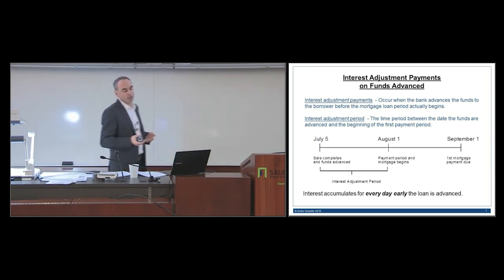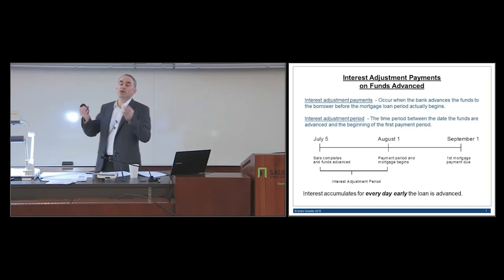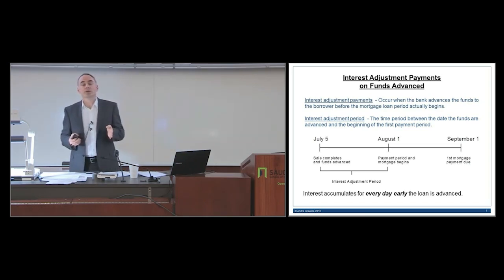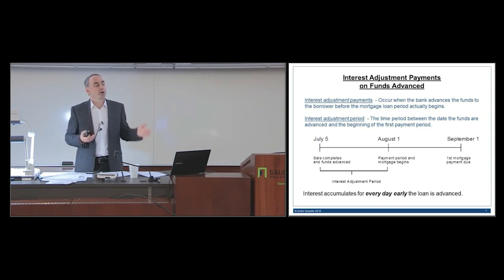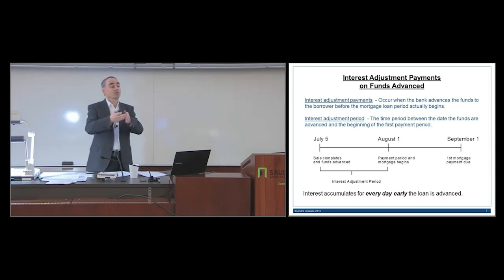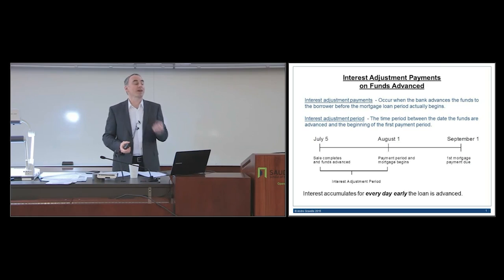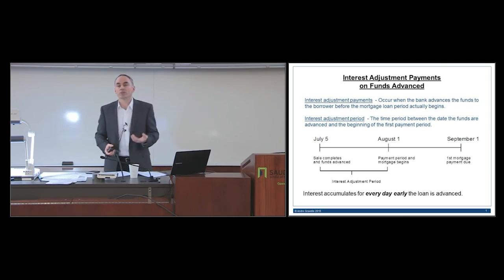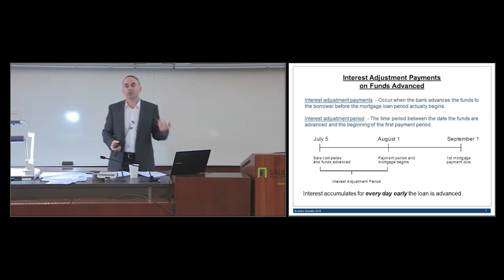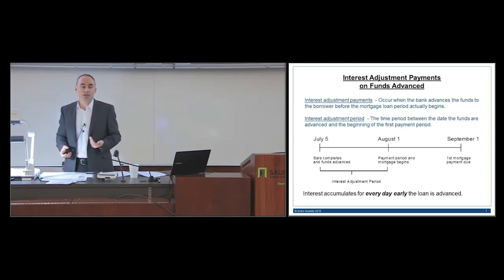There's a couple of ways to calculate this. The most typical way would be, suppose $100,000 was advanced on July 5th. Well, that $100,000 will grow with interest every day to be, let's say, $101,000 on August 1st. Well, if your loan was $100,000 and it grew to become $101,000, well, the difference between $101,000 and $100,000 is $1,000. So the interest adjustment payment in that case would be $1,000. So the interest adjustment payment simply reflects the interest that accumulates per day when the loan is advanced prior to the actual start date of the loan.